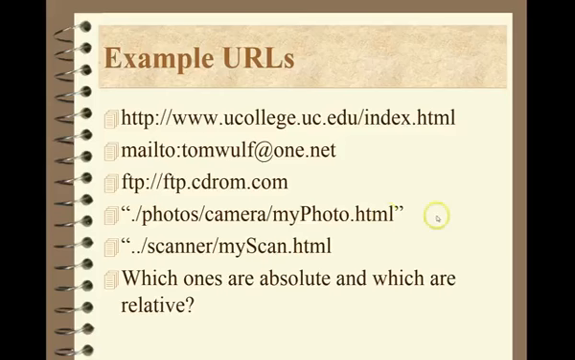All right, let's just look at a few examples. Here we have an absolute URL. We have the protocol, this is the server or host name, and then we have a file in the root directory there called index.html. Here's one of the mail-tos. We have the mail-to protocol, and then we just have an email address. Those work a little differently. They don't have all the same parts that a regular URL does.